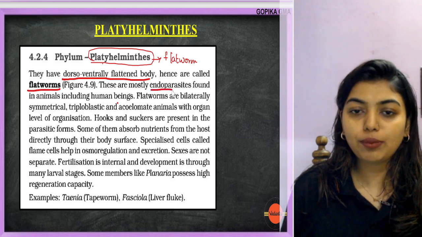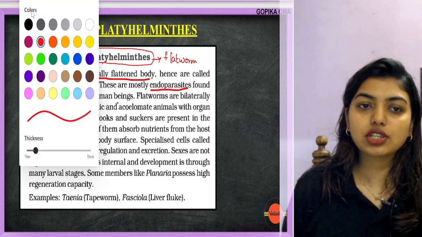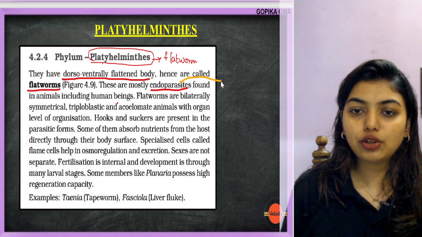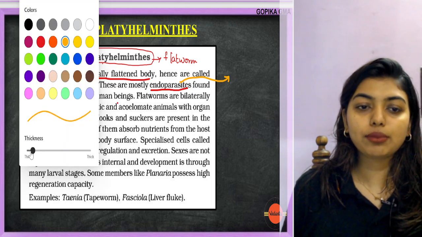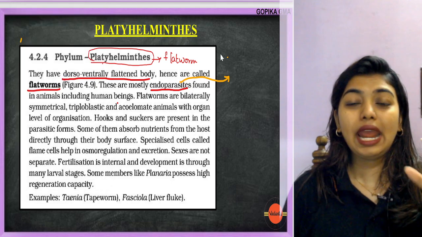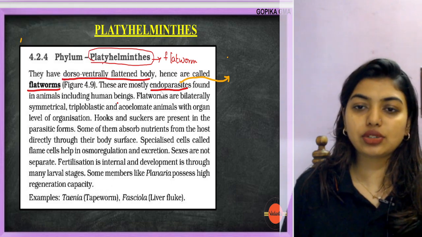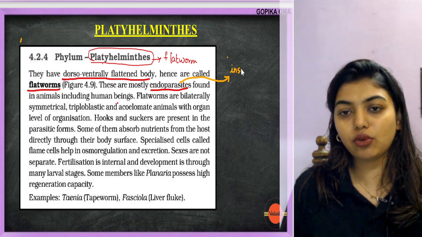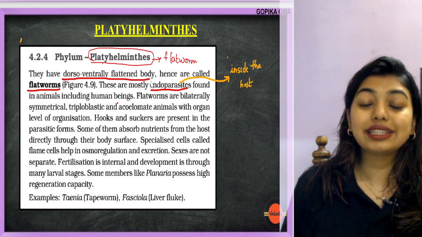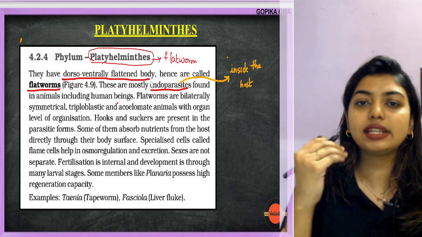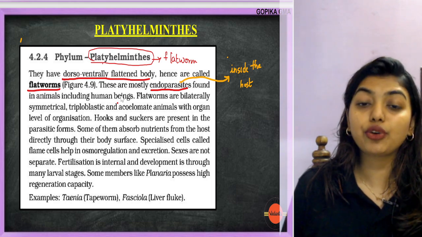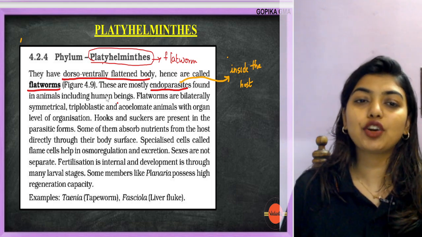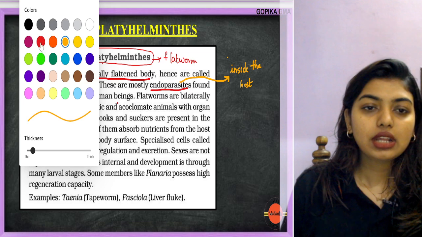These are mostly endoparasites. What is the meaning of endoparasite? We did not come across this word before, so I'll be writing the meaning of this word. Endo means anything that is inside. When I taught you biological classification, we also spoke about endospores, that means it is inside something. In the same way, endoparasite means it is present inside the host body. They're not saying that everything is an endoparasite. They're trying to say that most of them are endoparasites, which are found in animals, including human beings. So you're going to get to know about a worm that was staying inside your body, or is right now maybe in your body.